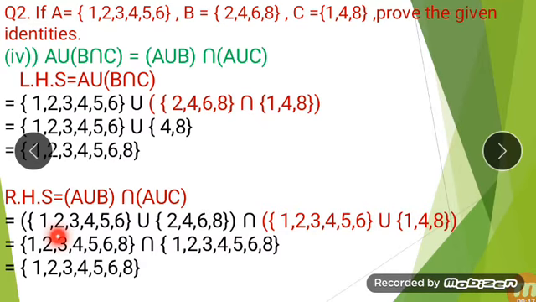So let's find the union of A union B. So 1 2 3 4 5 6 and 8 we will get, then intersection sign from here, then union of A and C. So of course 1 2 3 4 5 6 and 8, both the same answers.